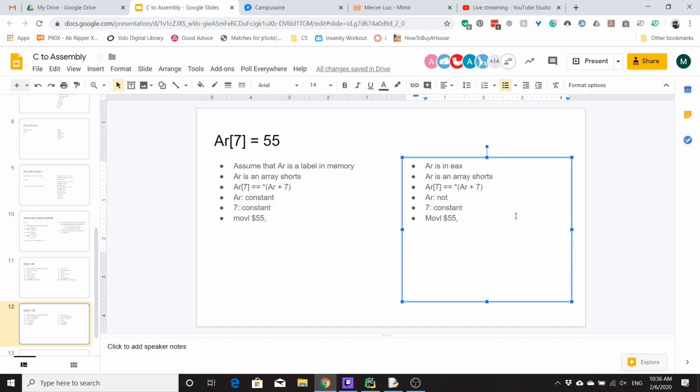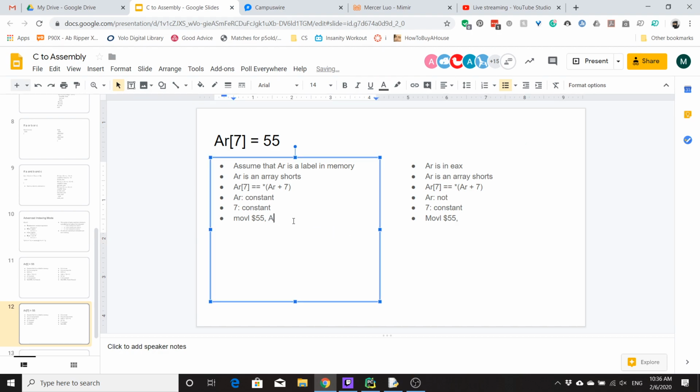So any thoughts what we should put into our displacement field? Yeah, why not? You're very close, but slightly wrong. It's not what you put that is wrong, it's that you forgot to put something. Not a dollar sign, because if we do the dollar sign, it's going to be treating this expression as a constant. And can you move a constant 55 to like the constant 107? No, right? We want to move it into memory.